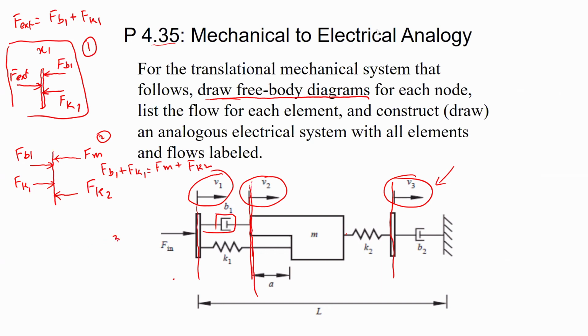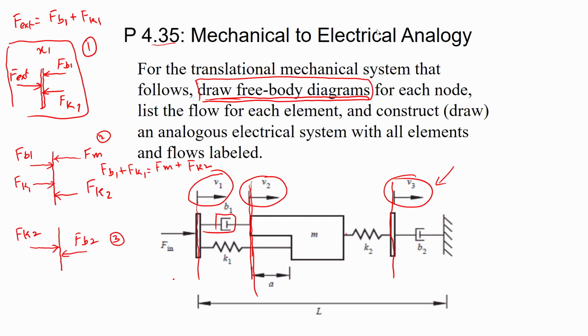Third node. Tell me how many forces are acting on this particular node. 2. What is on this side? FK2. And on this one is FB2. These are the free body diagrams. Okay, we are not out of the woods yet.